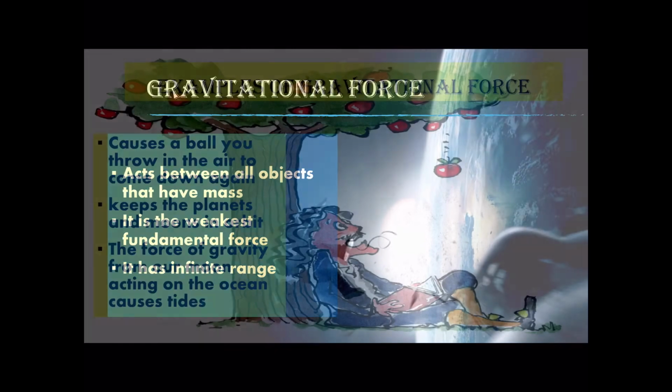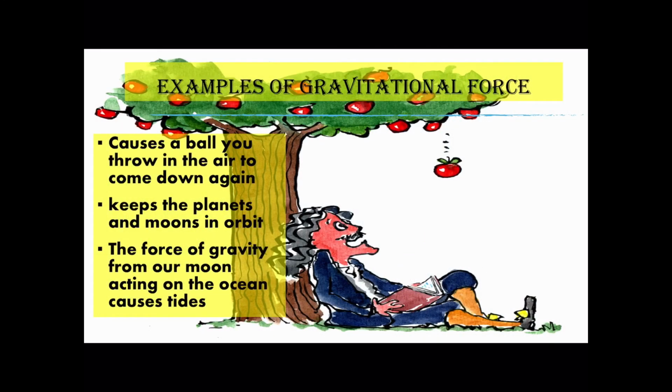Examples of gravitational force include the force that causes a ball you throw in the air to come down again. It also keeps the planets and moons in orbit. The force of gravity from our moon acting on the ocean causes tides. If the moon is in the south or in the north, there are high tides on the north and south, and low tides on the west and east. If the moon is on either the east or west side, there are high tides on the east and west, and low tides on the south and north.